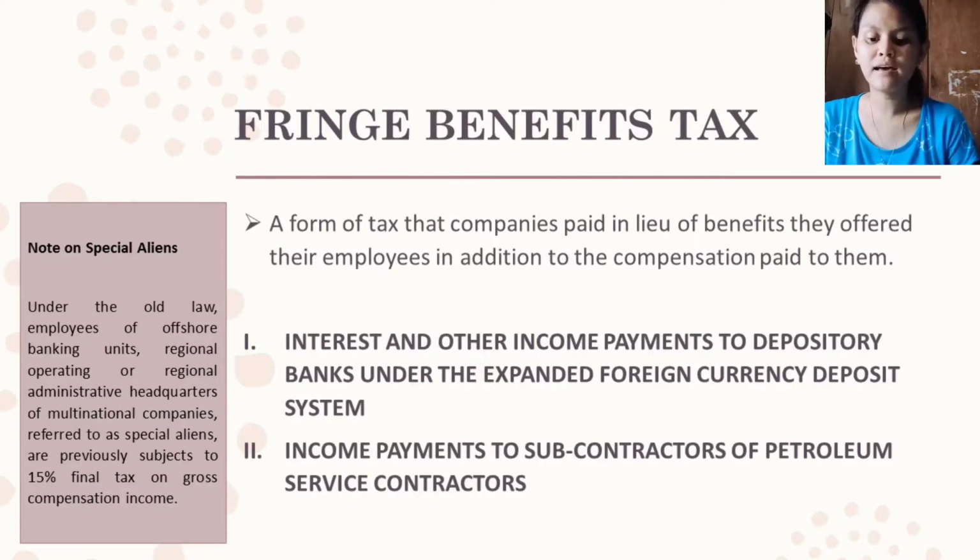Note on special aliens: under the old law, employees of offshore banking units, regional operating and regional administrative headquarters of multinational companies, referred to as special aliens, were previously subject to a 15% final tax on gross compensation income. The special alien classification is now abolished by virtue of a presidential veto to the TRAIN law.